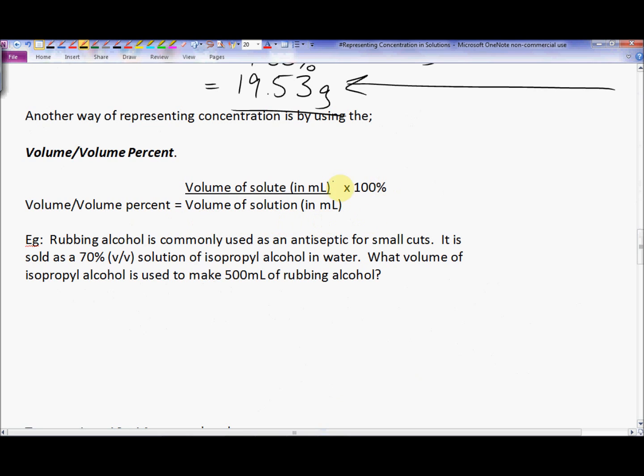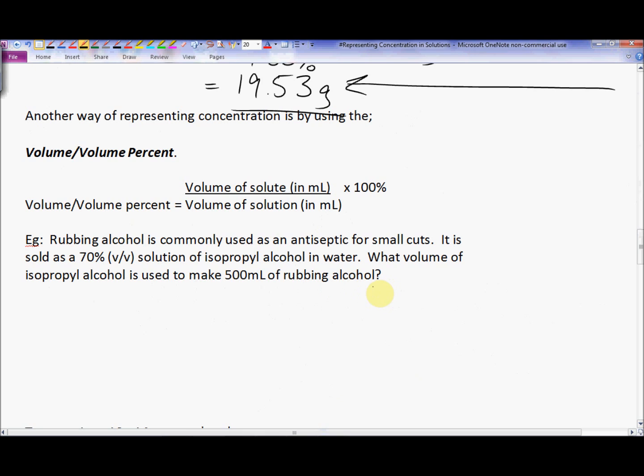So here's an example question. Very similar to the questions we've had so far. Rubbing alcohol is commonly used as an antiseptic for small cuts. It is sold as a 70% volume-to-volume solution of isopropyl alcohol in water. So what volume of isopropyl alcohol is used to make 500 milliliters of rubbing alcohol? That's the 70% solution of isopropyl alcohol.